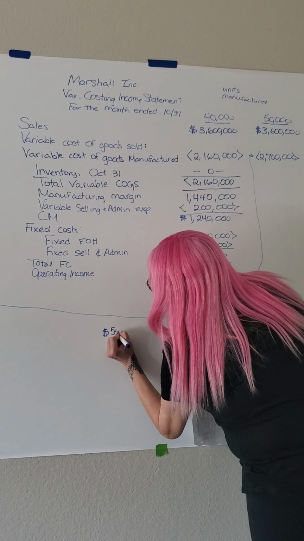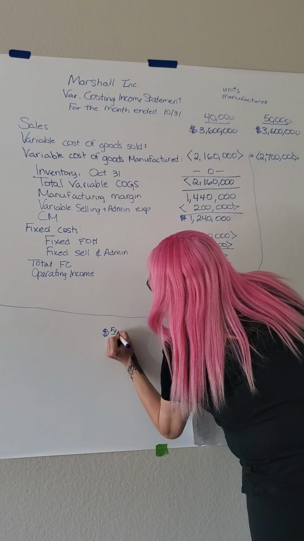And then we're going to calculate out the gross profit. Again, that's sales minus cost of goods sold. I just want to make sure I'm looking at it the right way. That comes to $1,320,000.